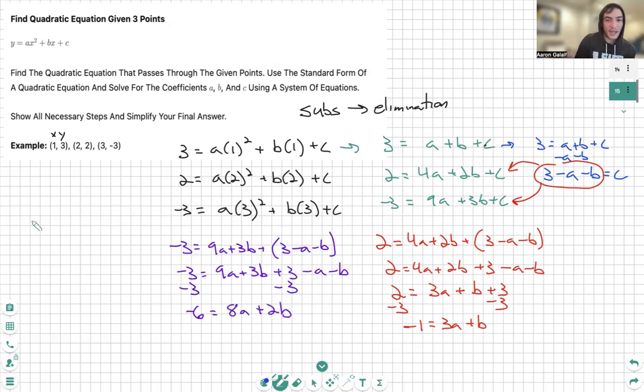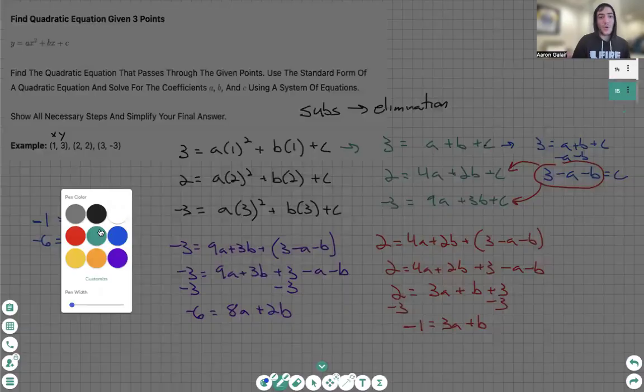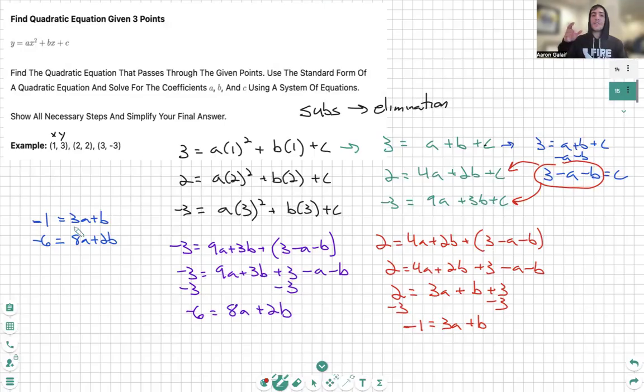And we see my equations are -1 = 3A + B, and in the second one, -6 = 8A + 2B. Now we're just going to eliminate. In order to eliminate, I want to have the same coefficient for one of my variables, but opposite sign. Here I see I have a positive 2b.